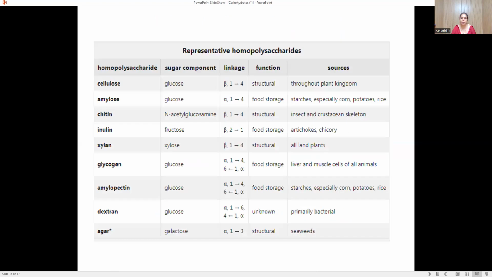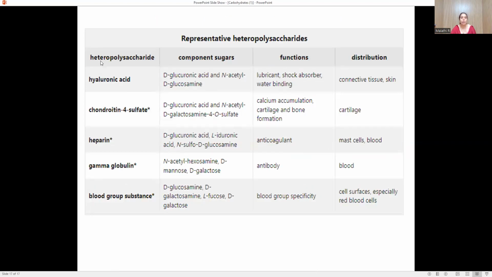So we'll see some examples of heteropolysaccharides. Among them is hyaluronic acid, which will be present in the connective tissue between the joints, and also in the skin. The major function of hyaluronic acid is that it acts as a lubricant, shock absorber, and water binder. If you see the monosaccharide components, you will have D-glucuronic acid and N-acetyl glucosamine. So glucosamine is one of the monosaccharide units, and glucuronic acid is also one of the monosaccharide units. These are the two different monosaccharide units present in hyaluronic acid.